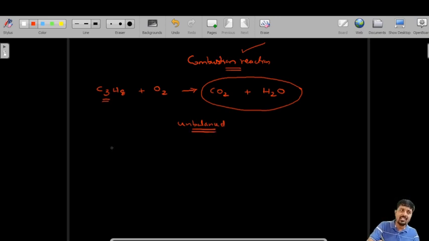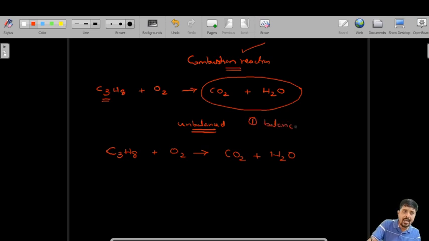Now we are going to balance it. So I'll tell you the technique. Whenever you see a combustion reaction, please apply this technique. It is the easiest way to balance a combustion reaction. Now, step number 1 is balance carbons. Always balance carbons on both sides. So how many carbons are here? 3. So here you write 3. Carbon is balanced.